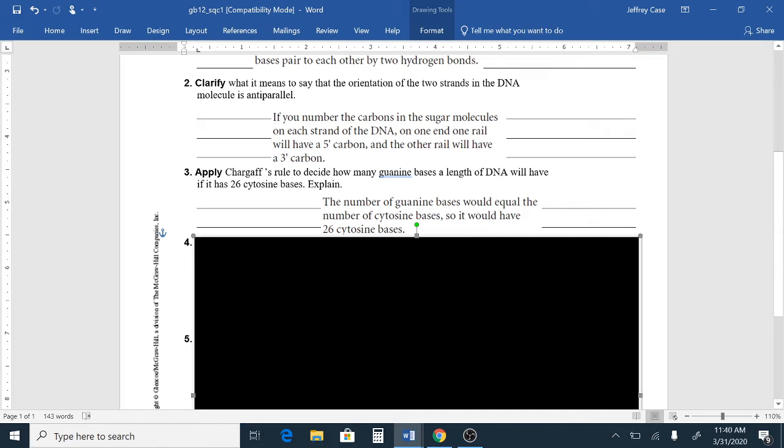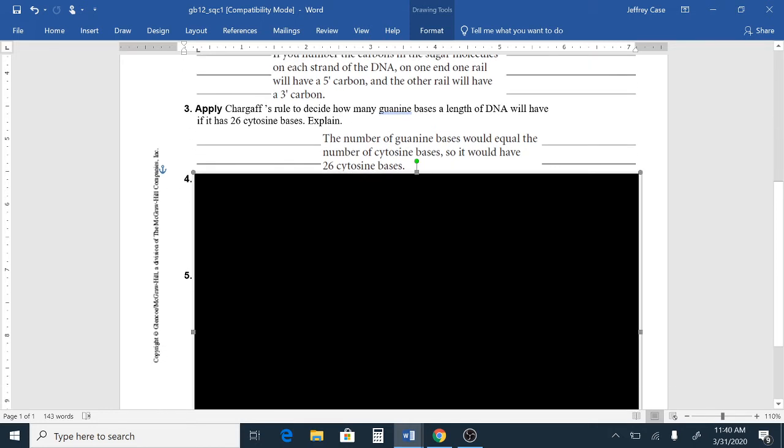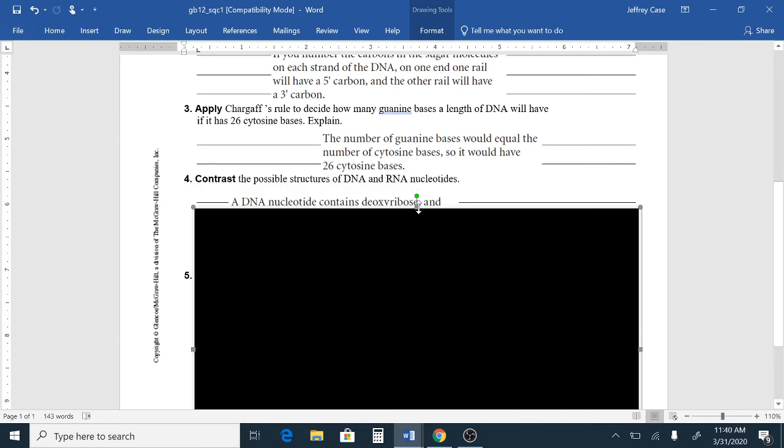To answer the question, it would be 26 guanine bases, because if you remember, C's, cytosines, pair with G's, guanines, and vice versa. So if there's 26 cytosines, there's going to be 26 guanines. Now, of course, there could be exceptions, mutations, and other things like that, but in an ideal situation, just for the sake of an introductory question, we'll assume that there are the same numbers.